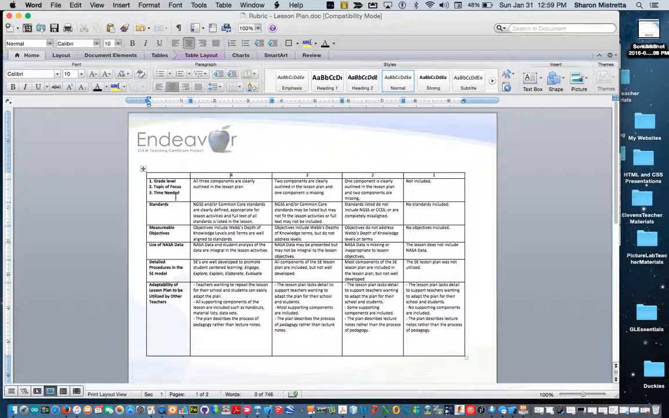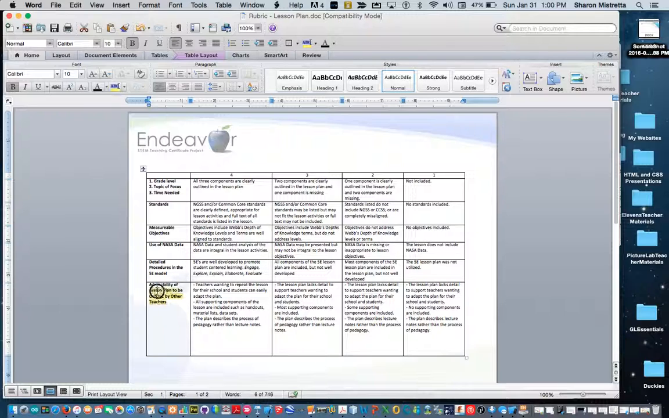So here in the rows we have the typical grade level, topic of focus, and time needed. Here we have standards, measurable objectives, use of NASA data, detailed procedures in the 5E model. This is the model of the lesson plan which has been utilized in the Endeavor courses, and I also offer a template for the 5E model. I'll go over that in just a few minutes.